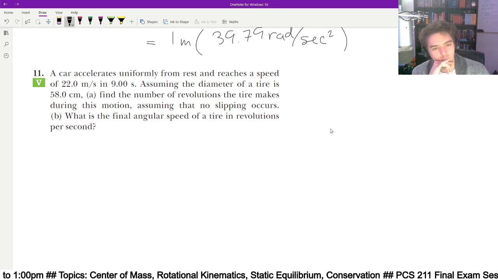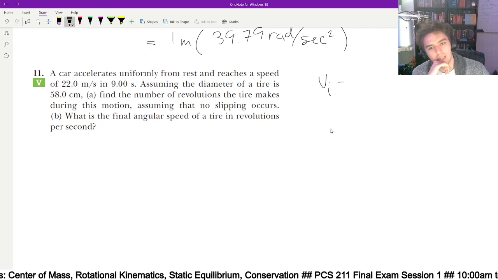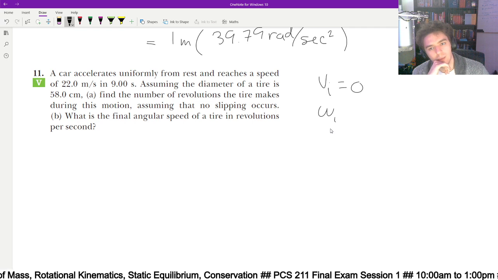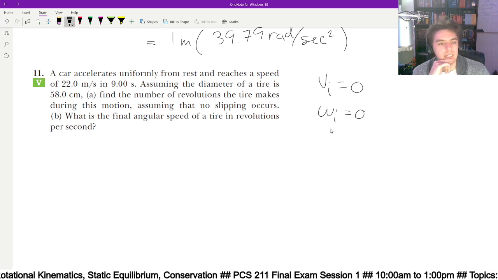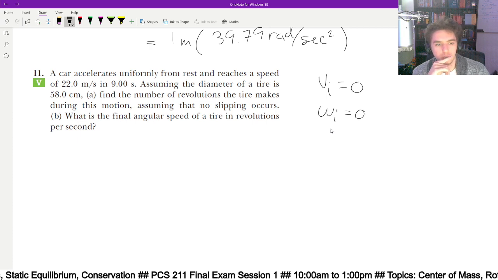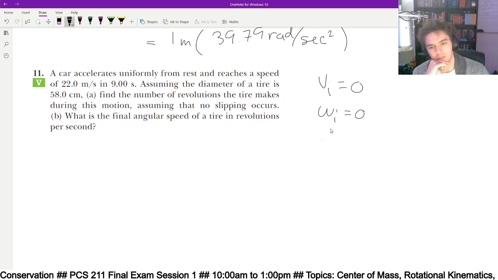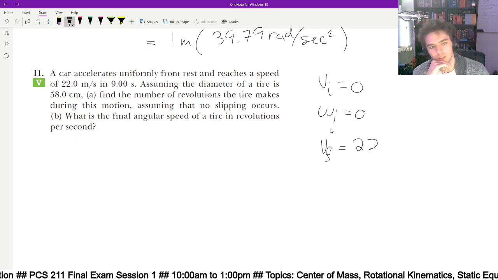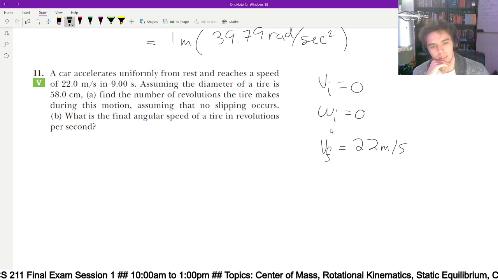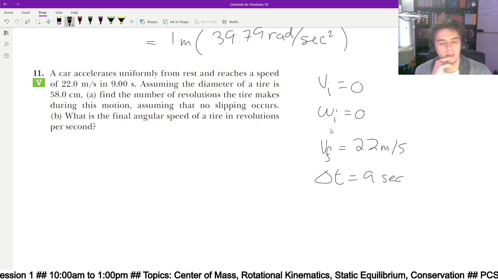Okay, so uniform acceleration from rest. So vi equals 0, omega i equals 0. It reaches a speed of 22 meters per second in 9 seconds. So VF equals 22 meters per second, and delta T equals 9 seconds.